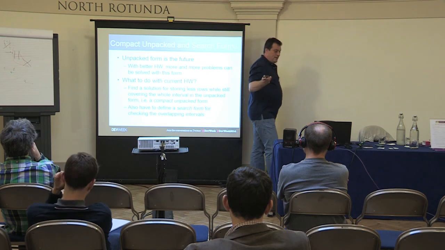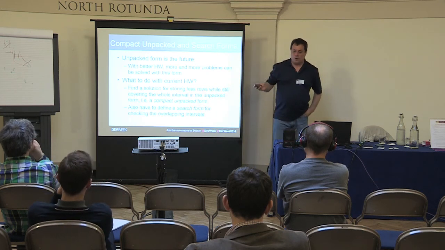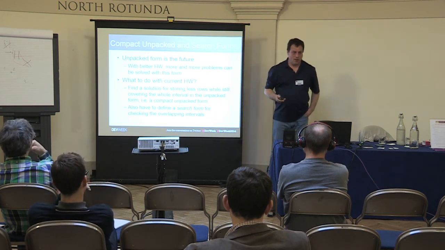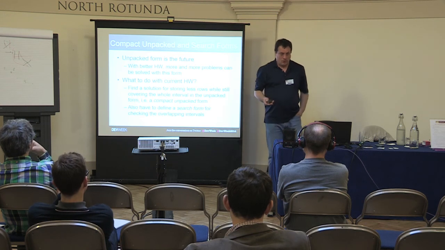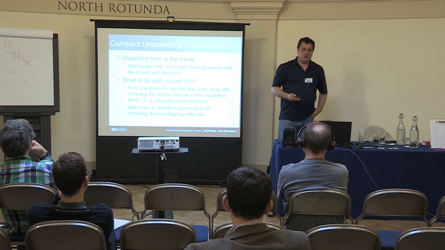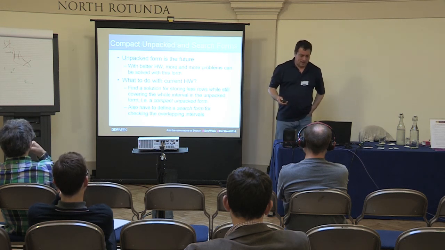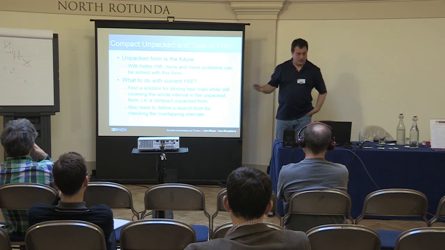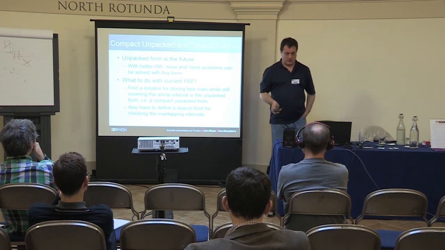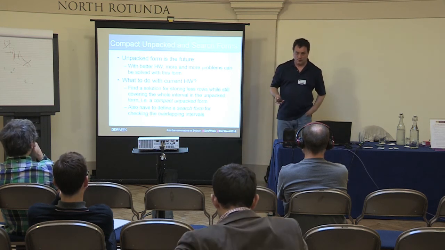You know, I think in the longer term, the unpacked form is the way to go. If you can't afford it now, you just wait for a better time. But can you do something in between? So I started to think, and I don't have code for this yet, so this is just the algorithm. I'm working on it now.